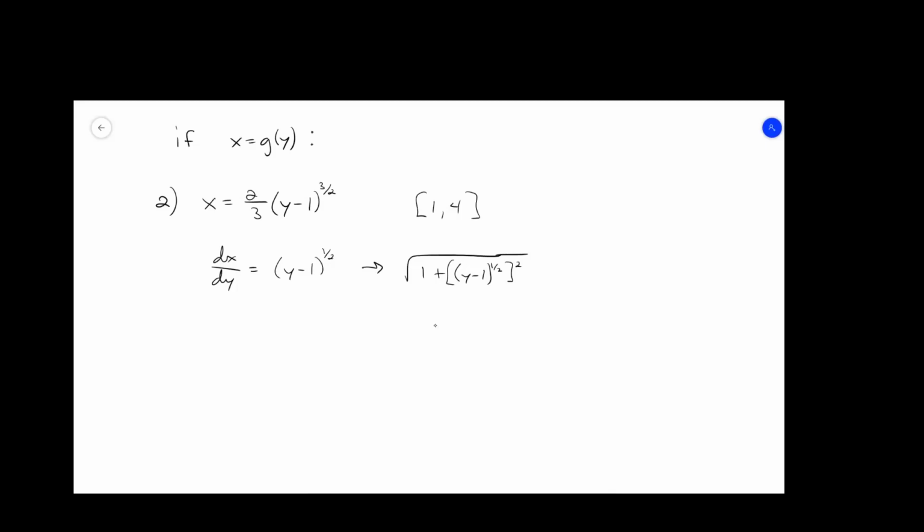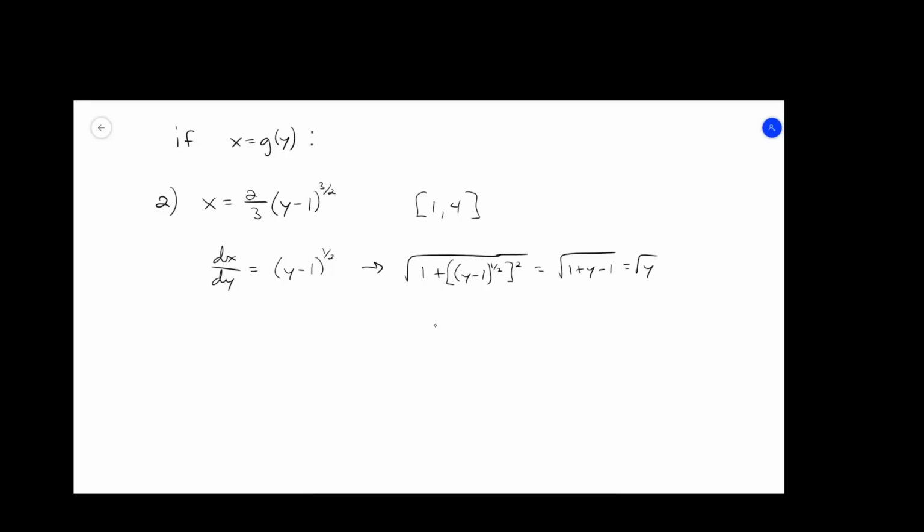So that's kind of nice because you could see what happens there. That's just going to give us 1 plus y minus 1, right? Which is just root y. So again, you can maybe see why they're choosing these particular functions for us to find arc lengths for, because plugging all this stuff into that formula actually ends up giving us a function that's pretty easily integrable, right?